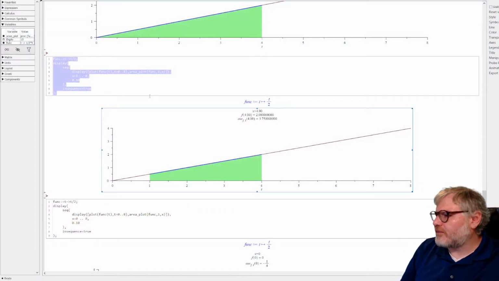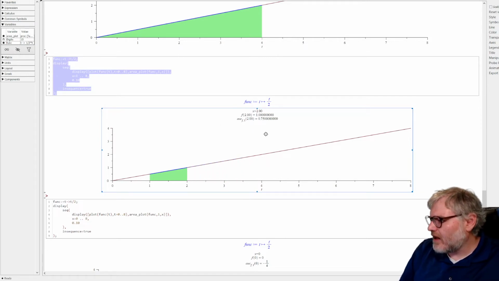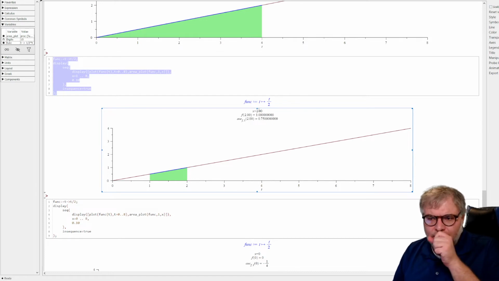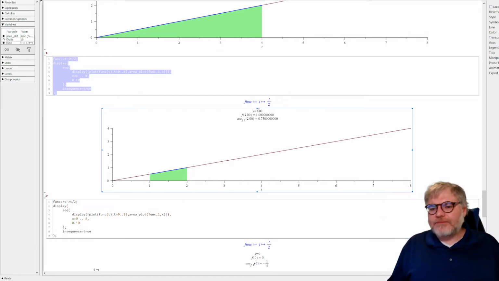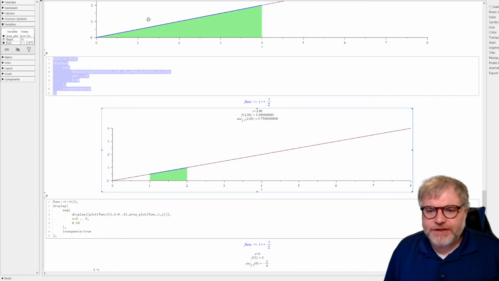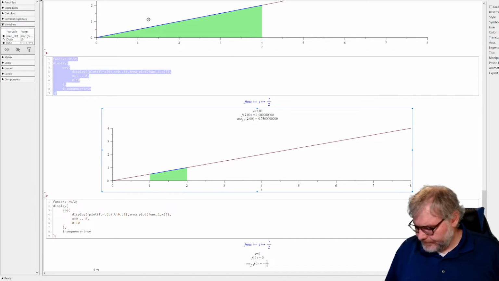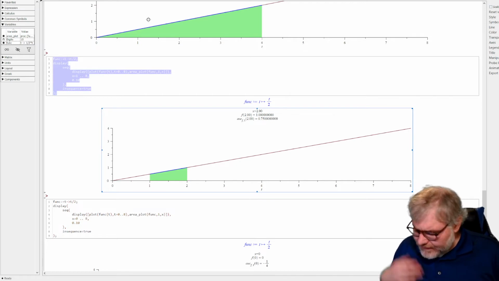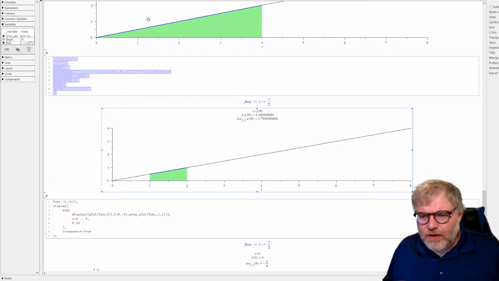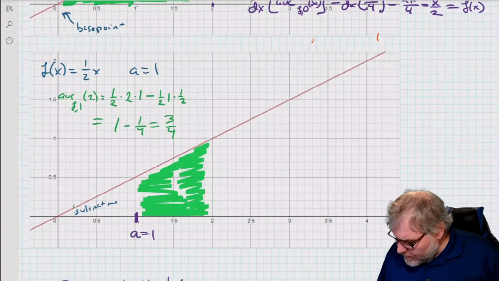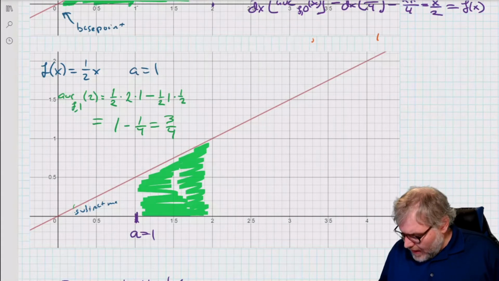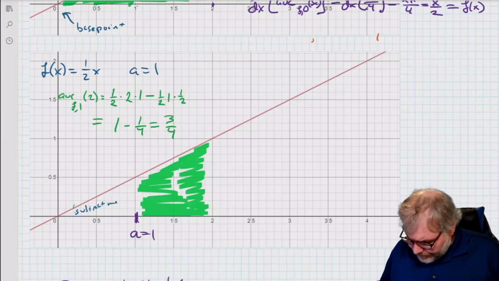So if I travel from 1 to 2 on this and measure the area that was covered, I wind up with 0.75. So that's the area under the curve here from 1 to 2. Okay, that's interesting. Well, what happens if I want to do the general case? I want a general x.